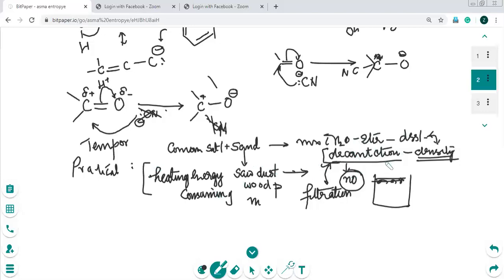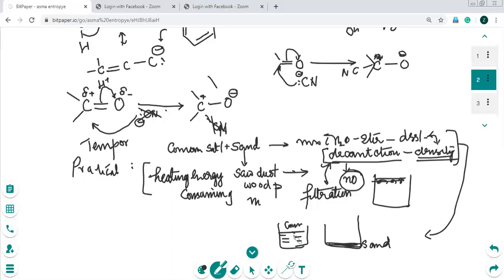Before that, we forgot one thing here. We have decanted. In the beaker bottom, I have got my sand. In the second beaker, I got the water solution which contains common salt. What should I do with this? Evaporate.